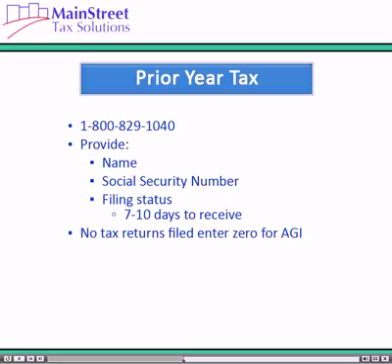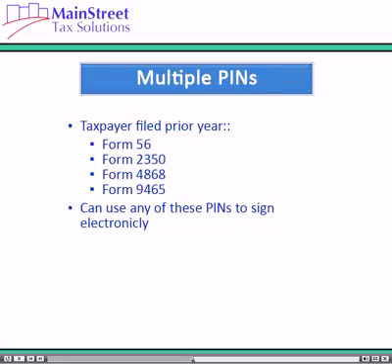Taxpayers should be sure to ask for the original adjusted gross income so you can file electronically using the self-select PIN method. If the taxpayer has never filed a tax return or did not need to file a prior year tax return, enter 0 for the original prior year adjusted gross income. Taxpayers that e-filed a prior year tax return and tax documents, Form 56, Form 2350, Form 4868, or Form 9465, and signed electronically can have multiple PINs in the IRS master file.